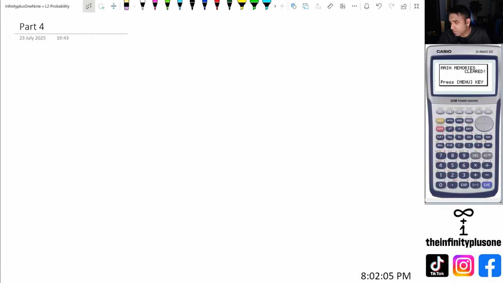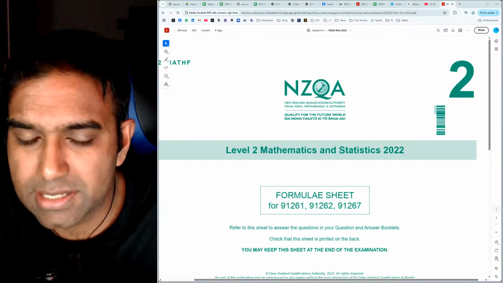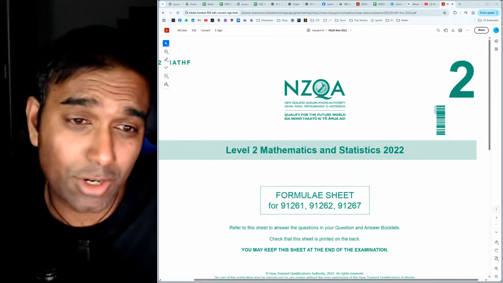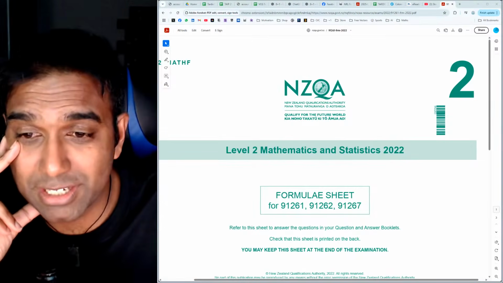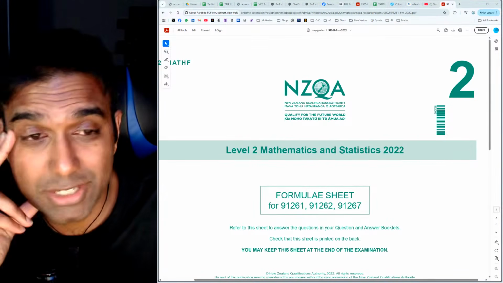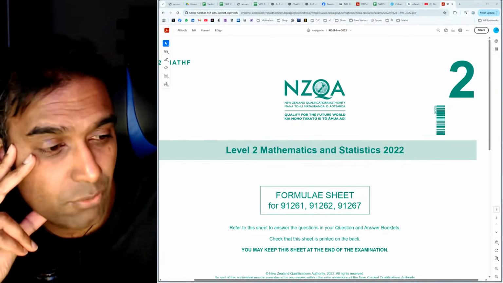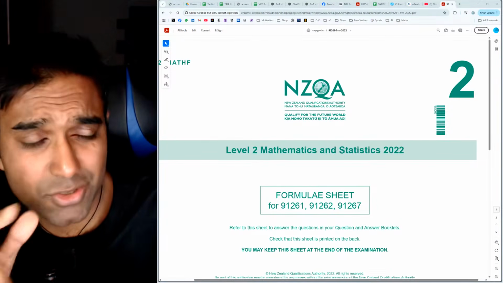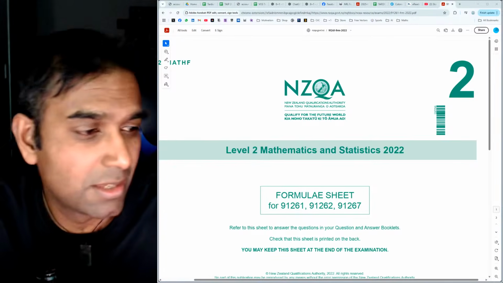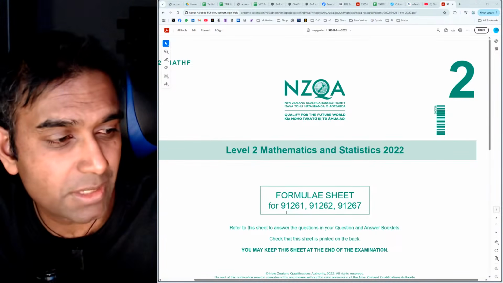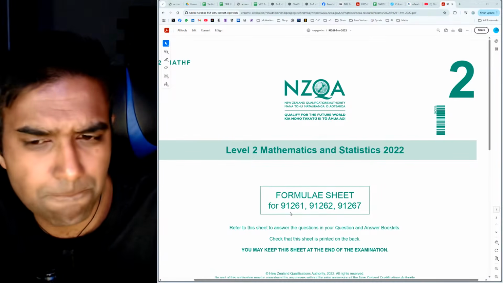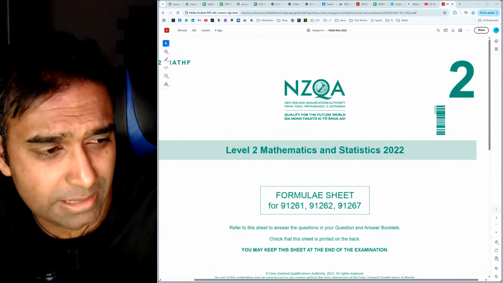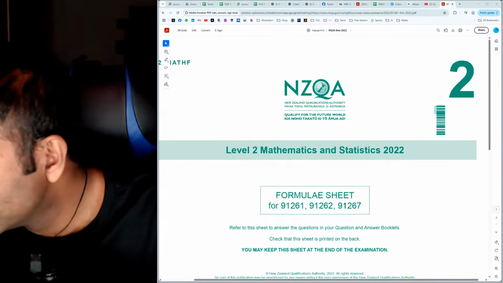I realized this as I was looking for resources for this. Because a lot of you are doing level 2 for the first time, and this is something I forgot to mention: you will be getting a formula sheet at the end of year exams. I'm talking about these three numbers here. This is for algebra, then this is calculus, and then this is your probability standard.